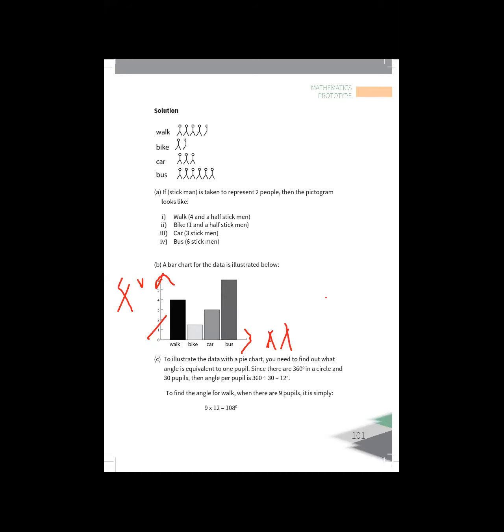Excuse me, teacher. Yes, please. How about if your scale is 1 centimeter represents 1 person? Is that still okay? It is okay, provided it will fit on your graph. You can use any convenient scale. But there are questions whereby they will give you a scale and you should go by that. But if they don't give you a scale, you can choose any scale.